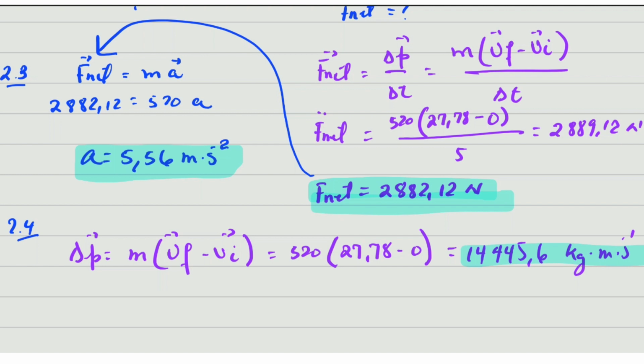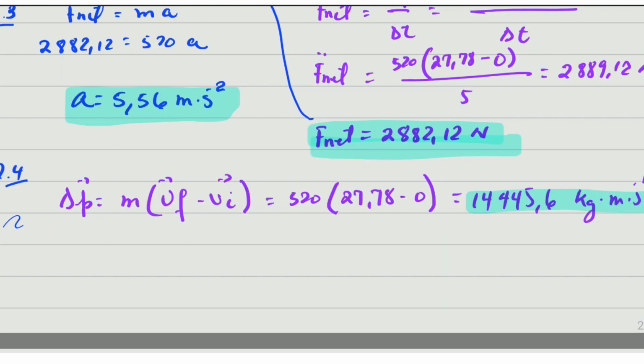vector diagram, to see the relationship between initial momentum, final momentum, and change in momentum. And this is quite easy. This one is very simple. So this one is question 2.5. I think here will be enough space.